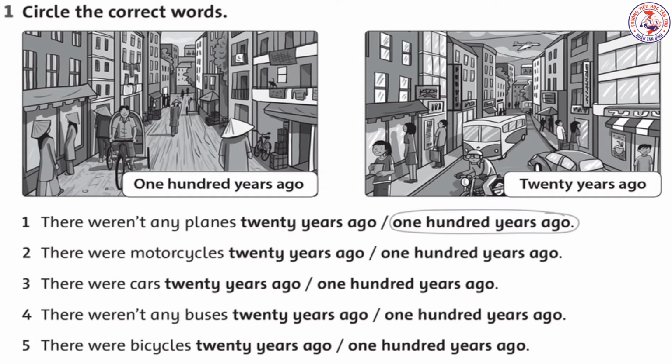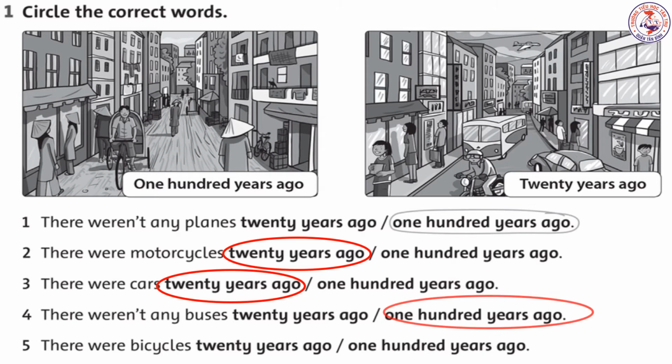1. There weren't any planes 100 years ago. 2. There were motorcycles 20 years ago. 3. There were cars 20 years ago. 4. There weren't any buses 100 years ago. 5. There were bicycles 100 years ago.